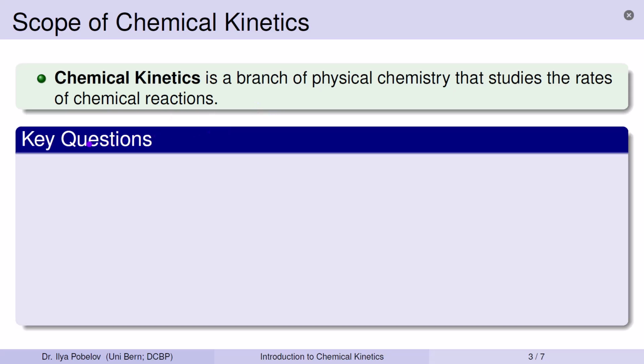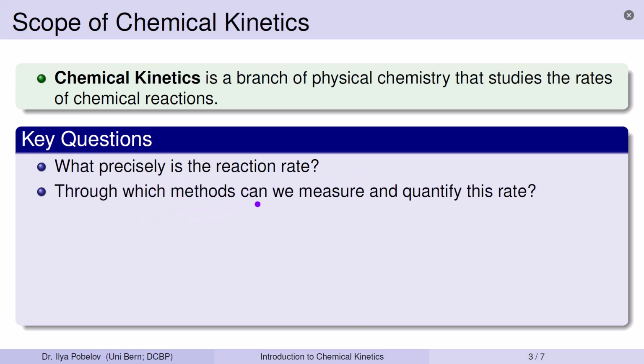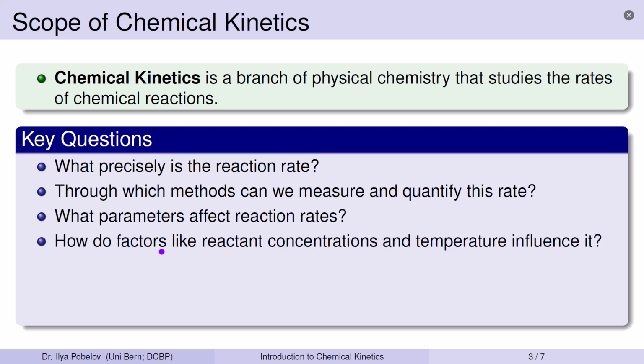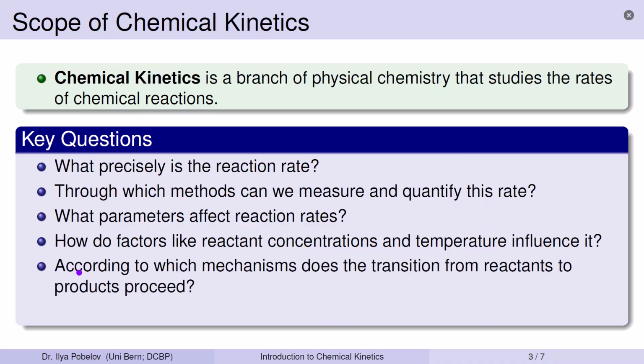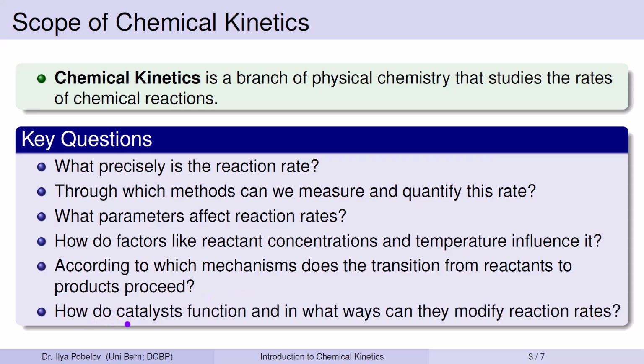In this course, we will explore several key questions. The first question is what precisely is the reaction rate? Through which methods can we measure and quantify this rate? What parameters affect reaction rates, and how do factors like reactant concentrations and temperature influence it? According to which mechanism does the transition from reactants to products proceed? And finally, how do catalysts function and in what ways can they modify reaction rates?